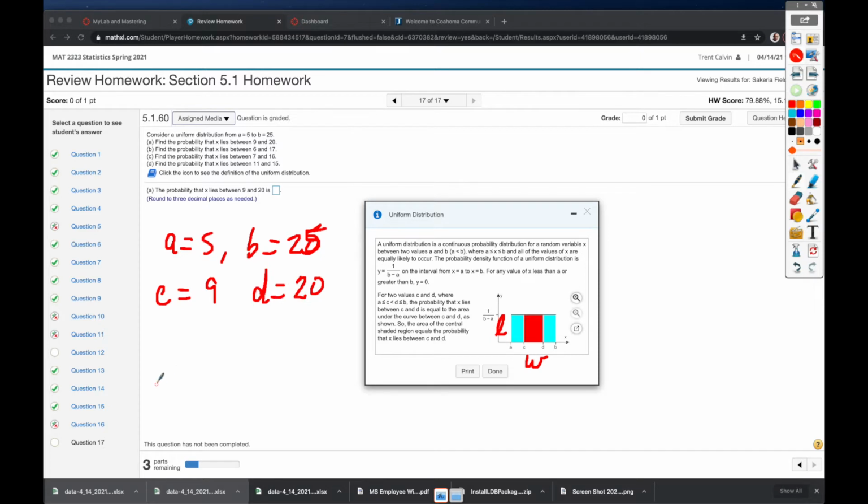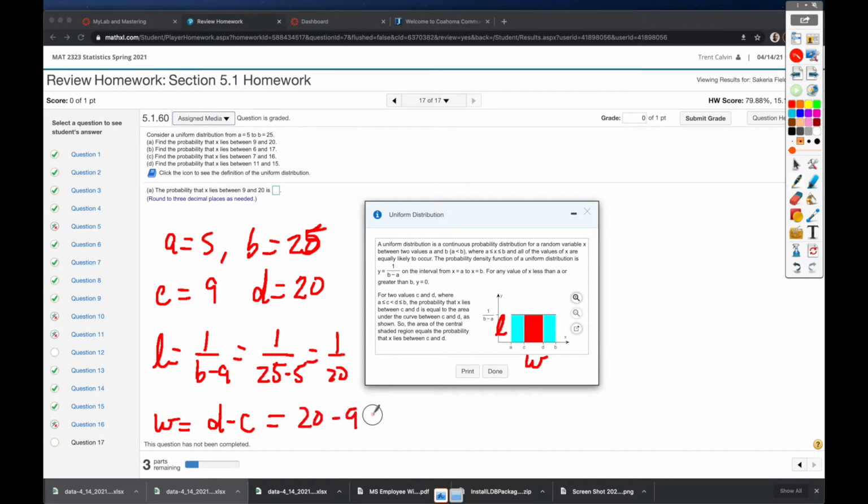All right, so if I want to do my length times my width, my length is going to be 1 over B minus A, which is 1 over 25 minus 5, 1 over 20. My width is going to be the distance between C and D, so it's D minus C, which is 20 minus 9, which is 11.